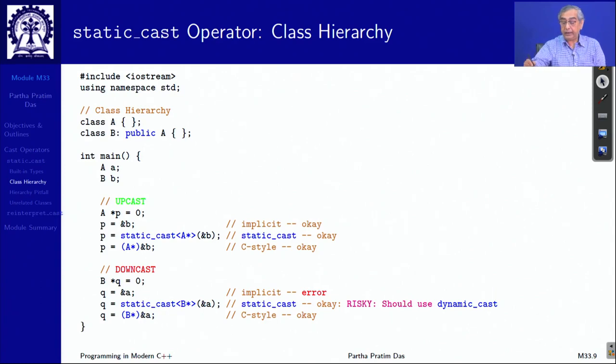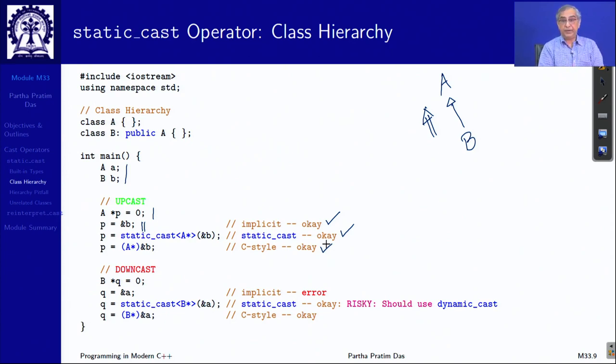Again relook at the class hierarchy. A is a base class and B is a derived class here. I have an A object and a B object. I have an A pointer P and I am setting the address of B, which is a derived class object, which means that I am going from specialization to generalization, and that is implicitly okay, that is okay with the static cast, obviously okay with the C style cast, but we would not recommend it.